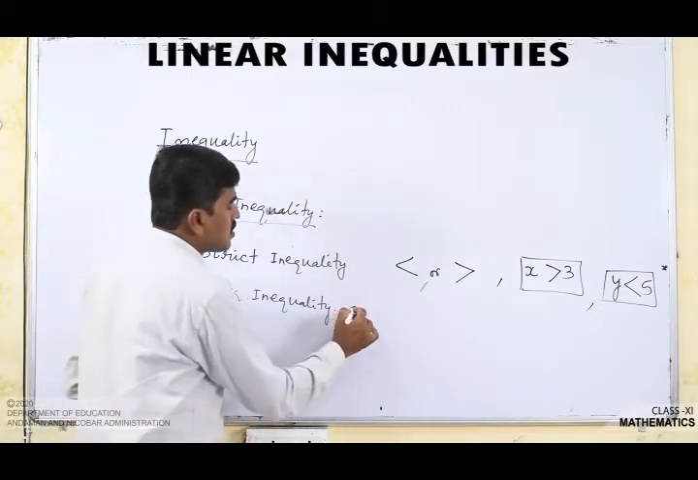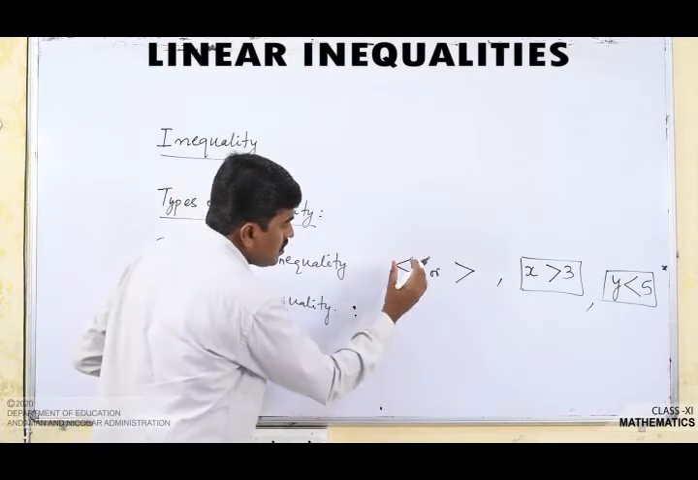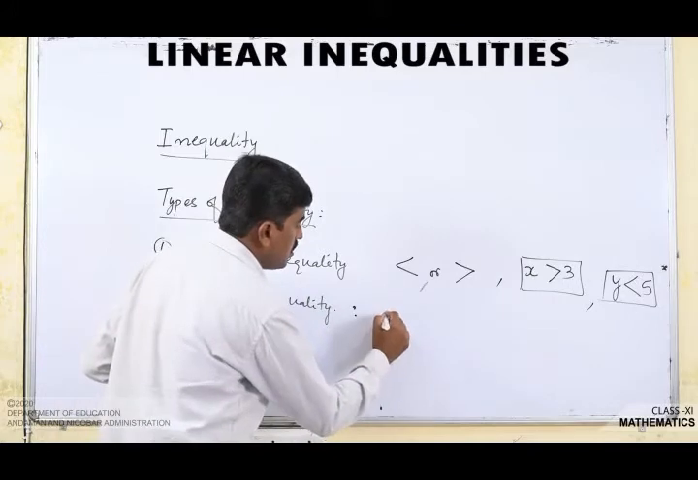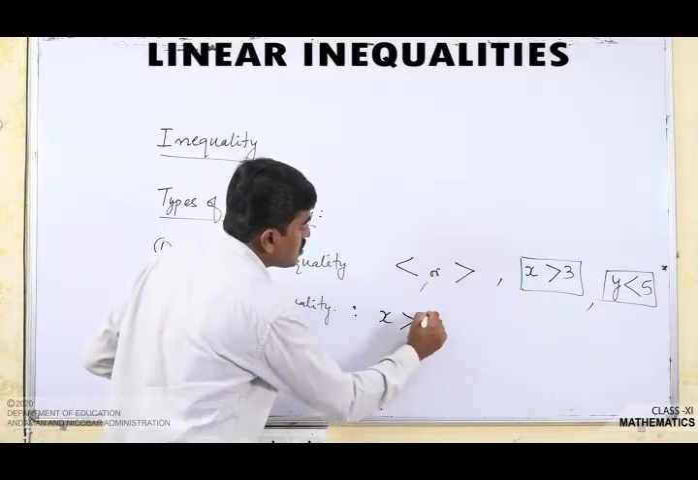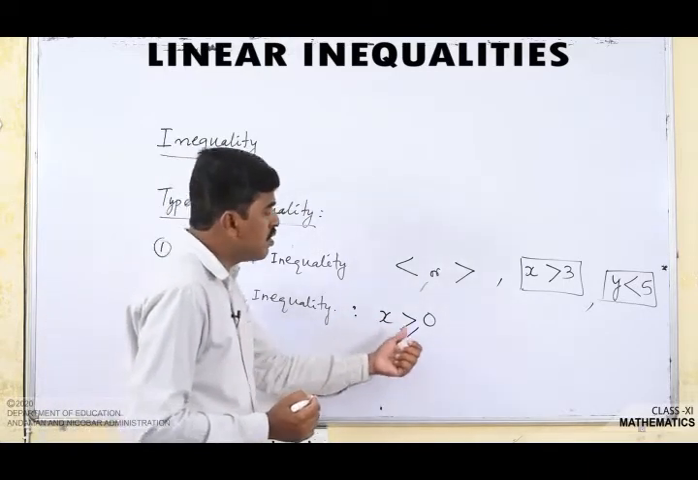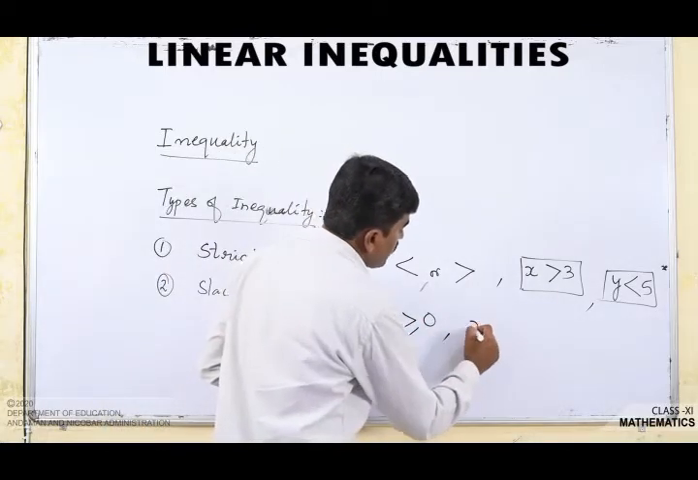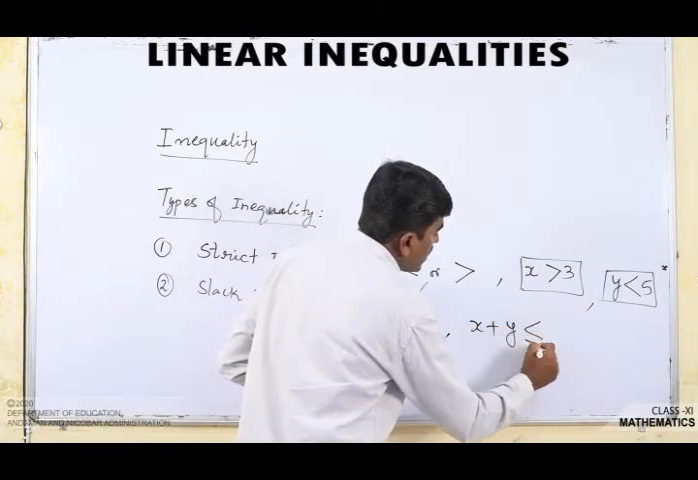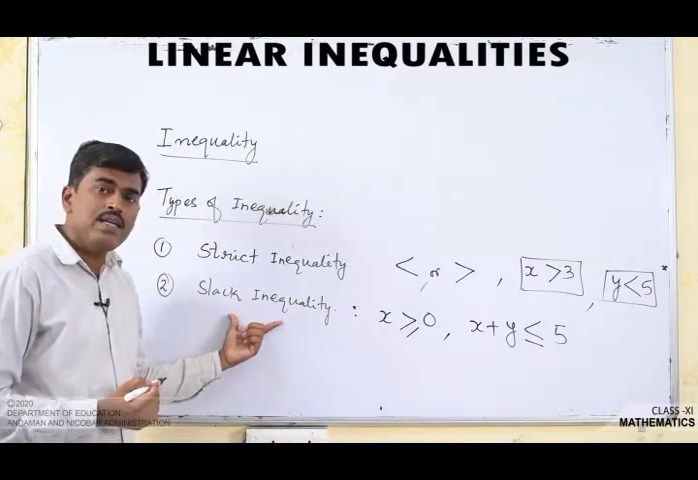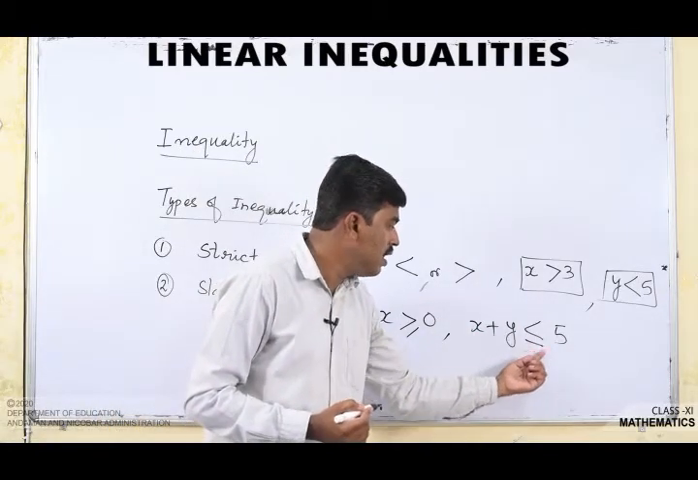Similarly, slack inequality is an inequality in which the sign greater than or equal to, or less than or equal to, is used. That is, if x is greater than or equal to 0, this inequality is called a slack inequality. Here x may be equal to 0 or x is greater than 0. And suppose x plus y is less than or equal to 5. It is also a slack inequality, as it involves the symbol less than or equal to.